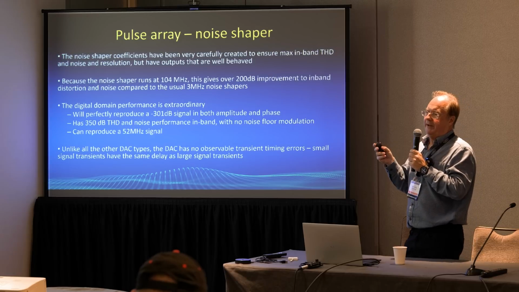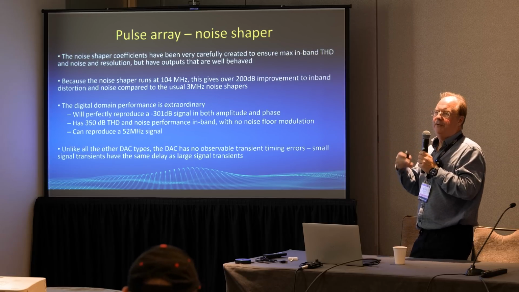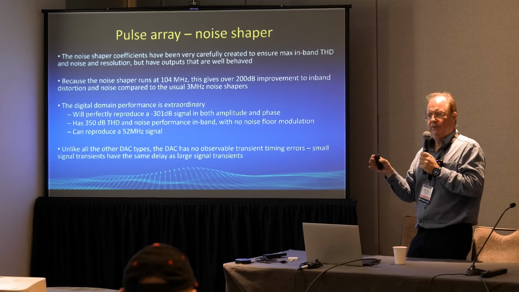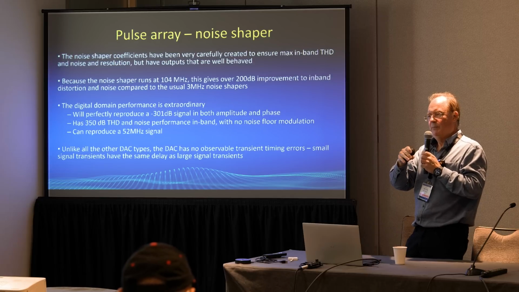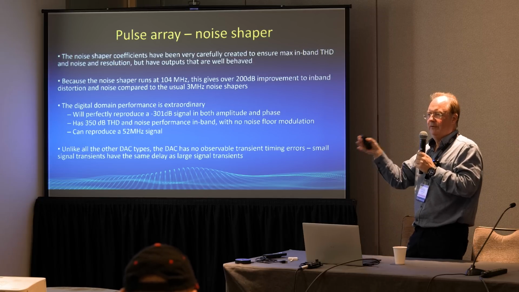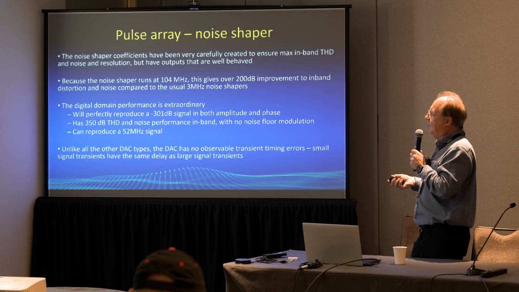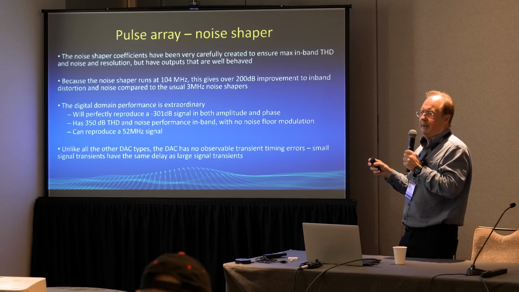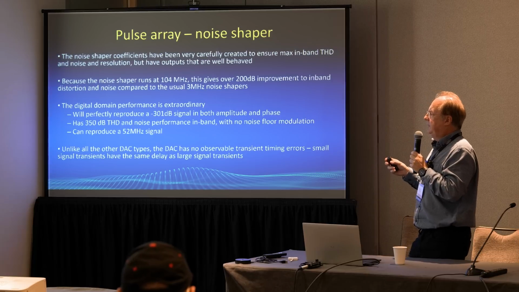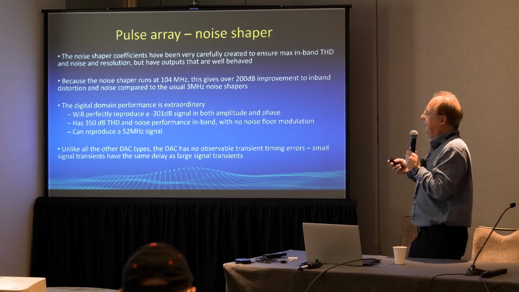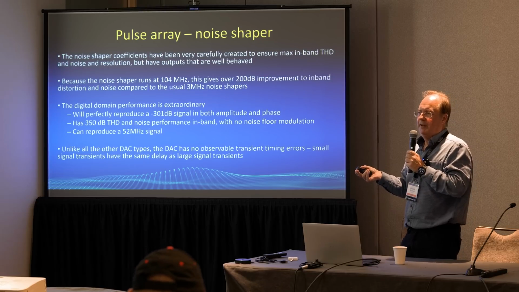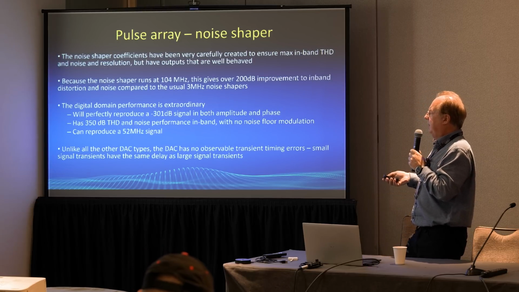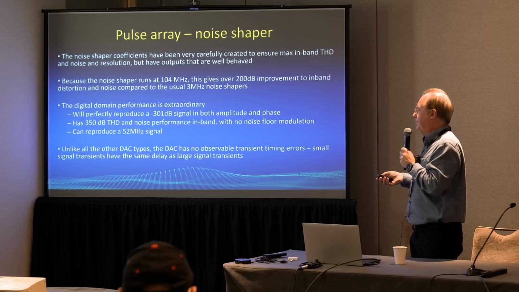The benefit of running 104 megahertz means that the digital domain performance, I'm not talking about the measured performance, I'm talking about the actual performance digitally, will reproduce a minus 301 dB signal with perfect amplitude and perfect phase shift. There's no noise source modulation in the noise shaper as well. And as I mentioned, it can reproduce 52 megahertz.